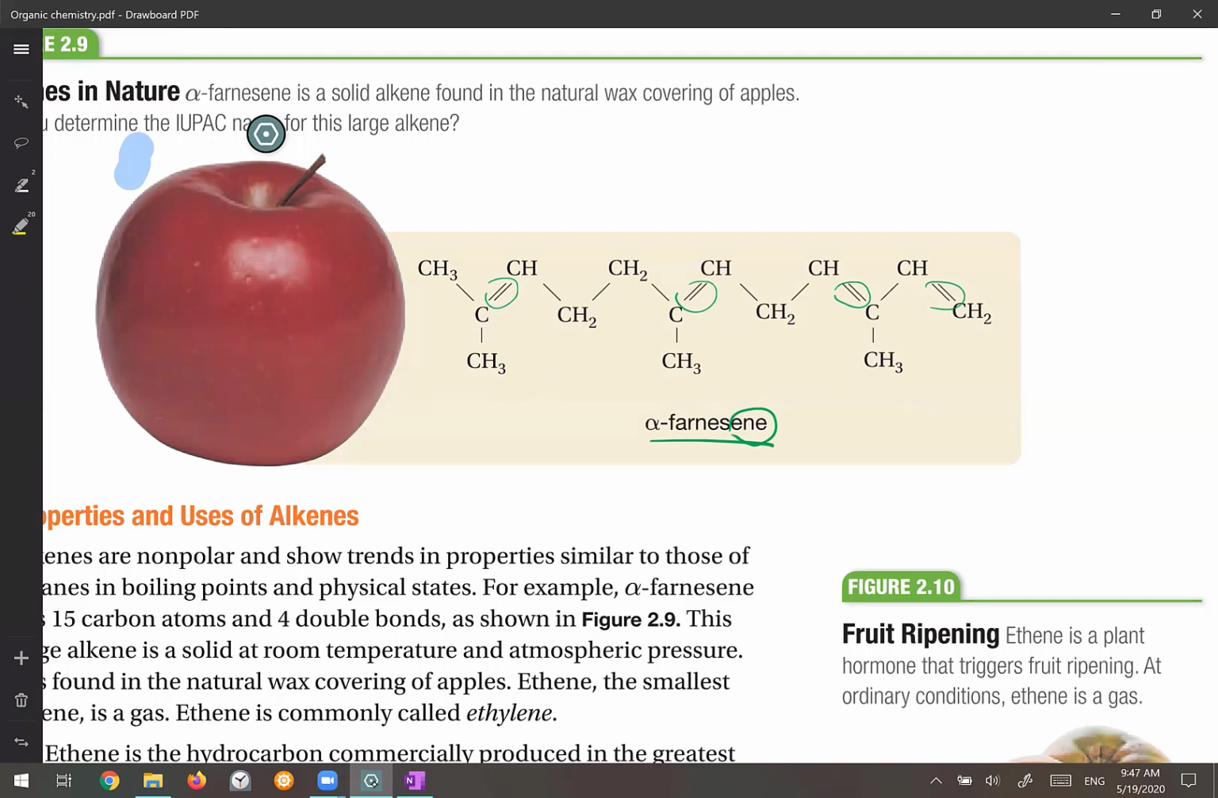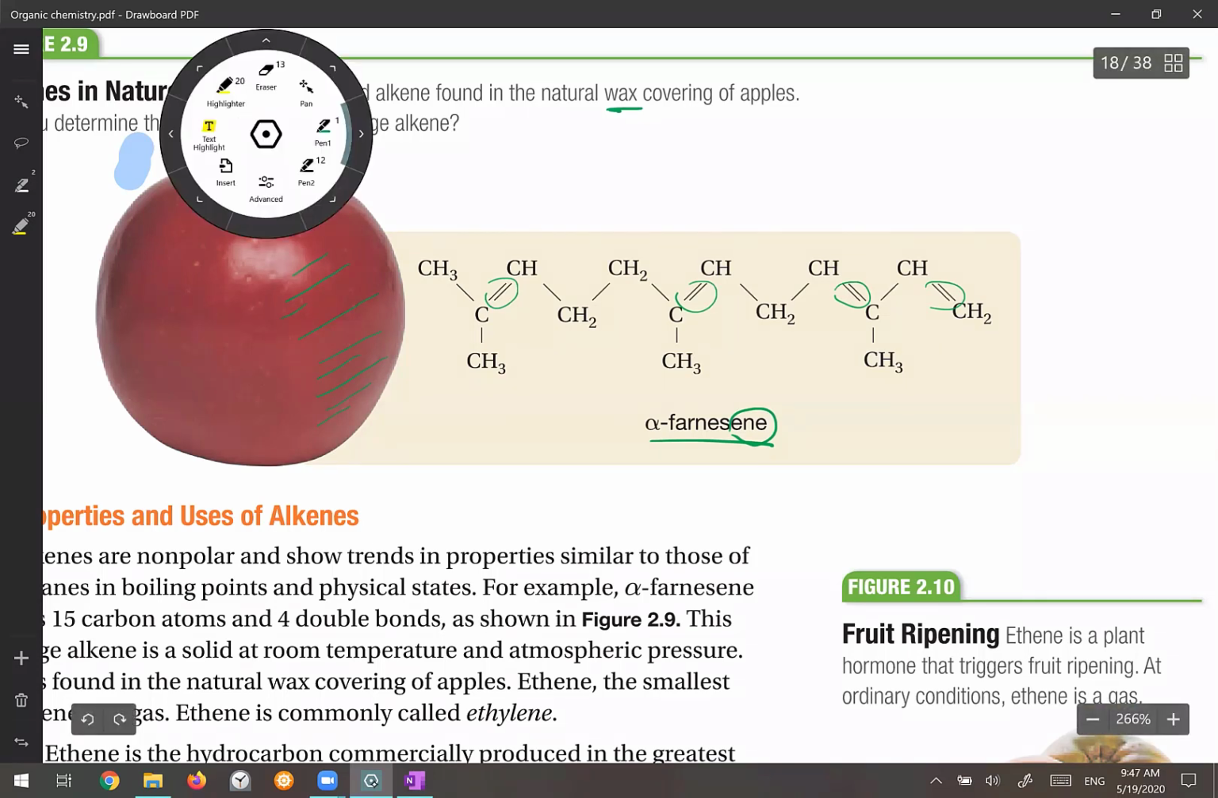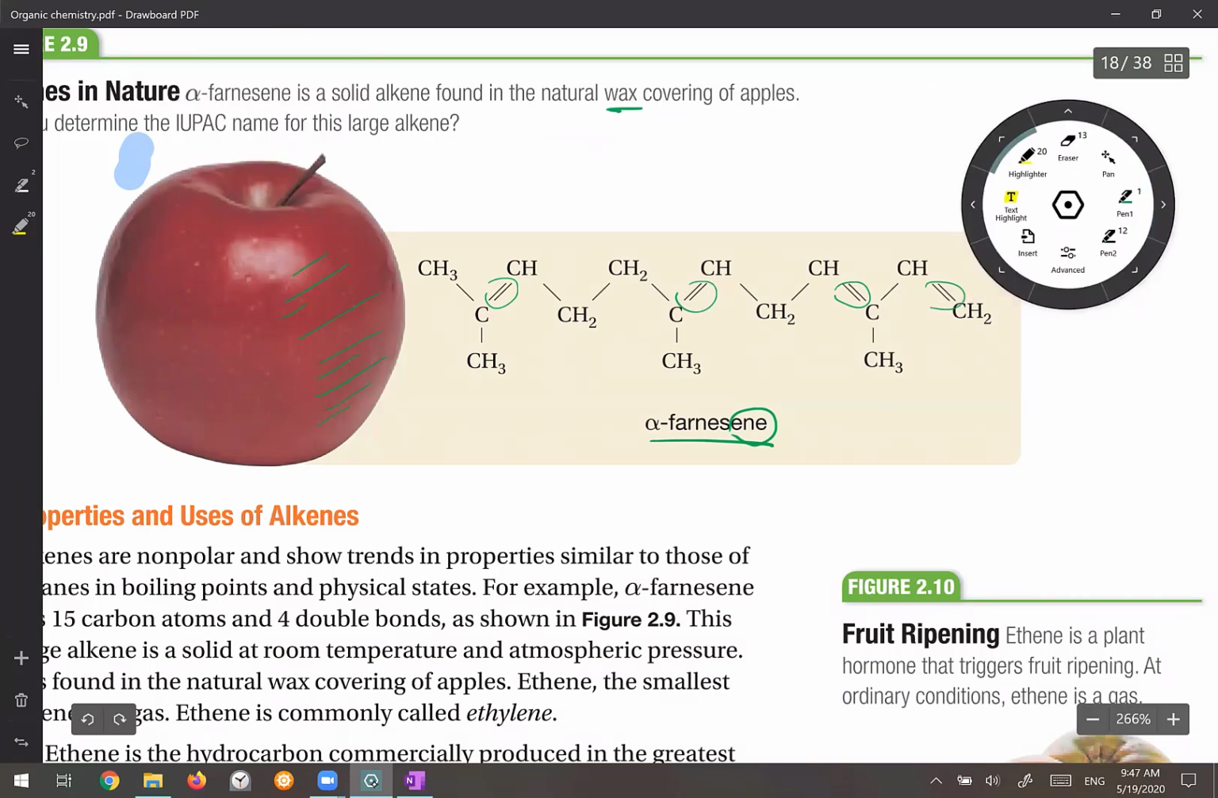So it is solid at room temperature because its London dispersion force is strong. And the farnesene, you can find it on the skin of the apple. If you take a knife and you scratch the skin carefully, you can see some white wax coming out. That is the farnesene. It is a natural wax. Okay, so in all of the apples, you have this natural wax, which we call farnesene.